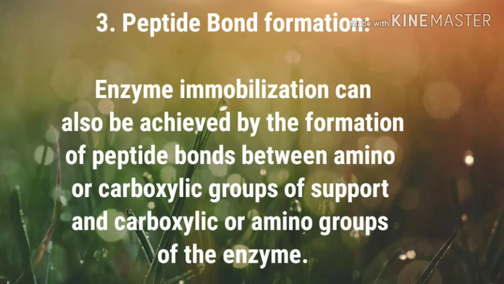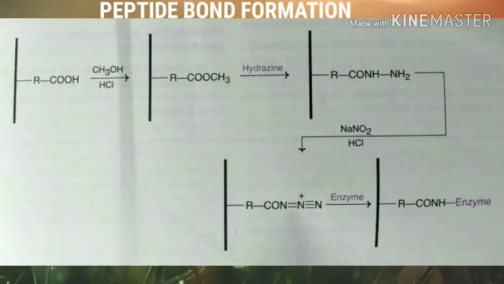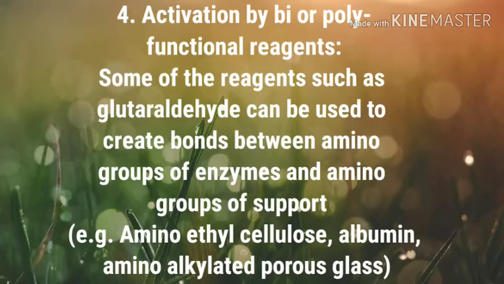Peptide bond formation. Enzyme immobilization can also be achieved by the formation of peptide bonds between amino or carboxylic groups of support and carboxylic or amino groups of the enzyme. Activation by bi- or polyfunctional reagents. Some of the reagents such as glutaraldehyde can be used to create bonds between amino groups of enzymes and amino groups of support, for example amino-ethyl cellulose, albumin, amino-alkylated porous glass.